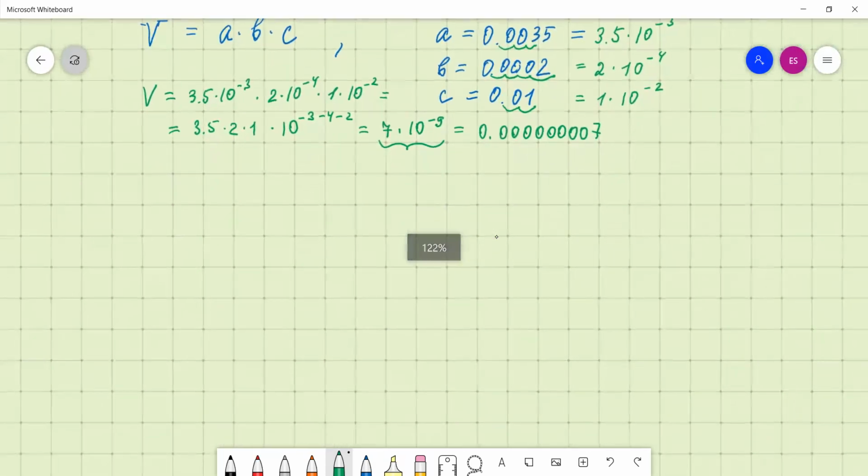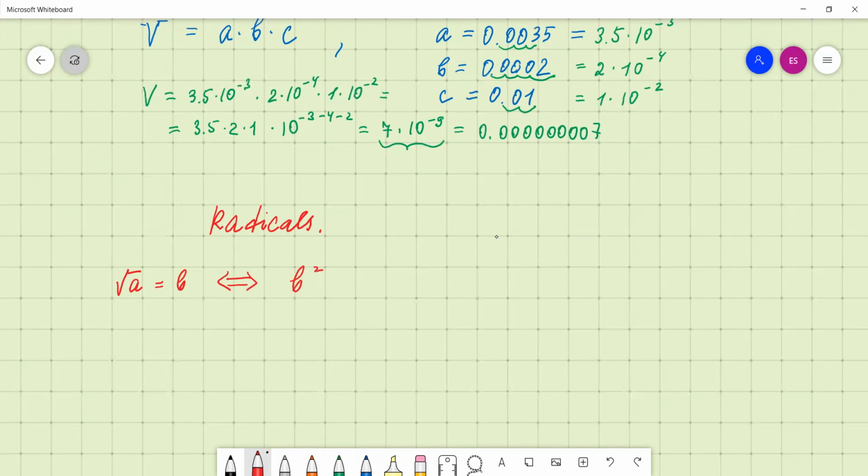Now I'm going to move to radicals. The next part of the lecture is going to be about radicals. So, well, let's start with the definition of what a radical is. First, we are going to start with just a square root of a. Square root of a equals b is equivalent to saying that b squared, that's the number which is the result of the square root, is equal to a.